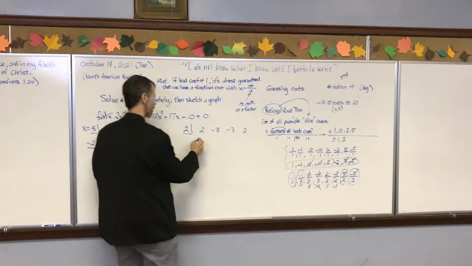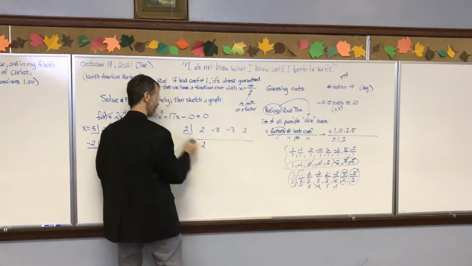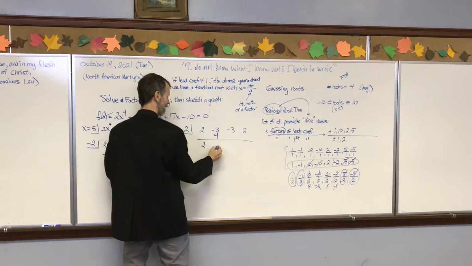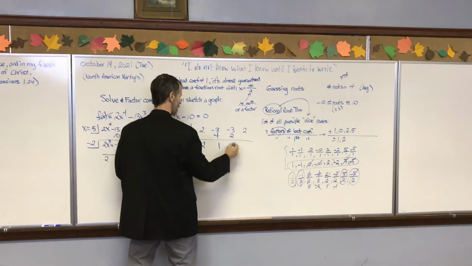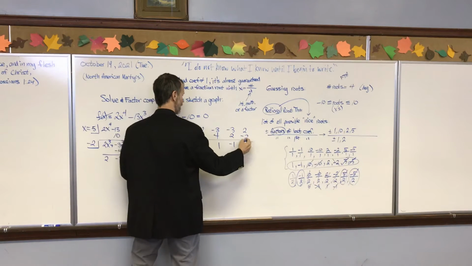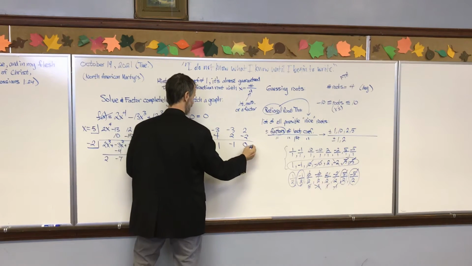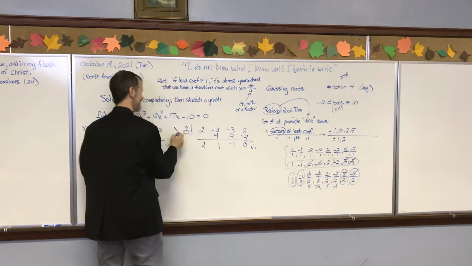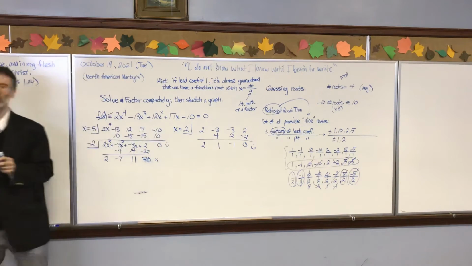Try it. 2. Add 2, multiply. 4. Add -1. No, 1. 1, good save. 2, 1. And -1. -2. 0. Lucky. You just found another root. X equals 2.